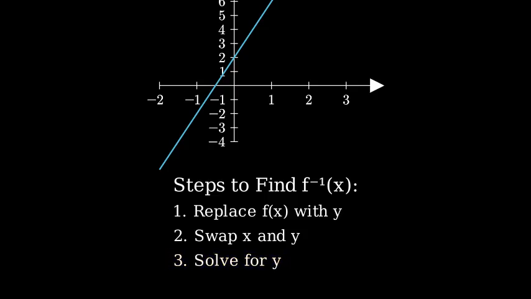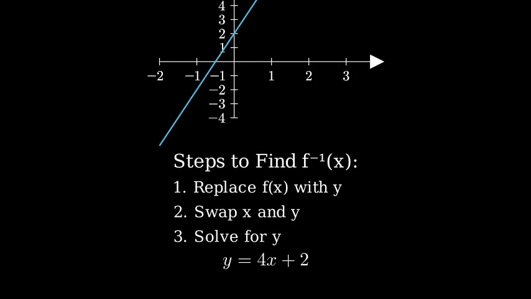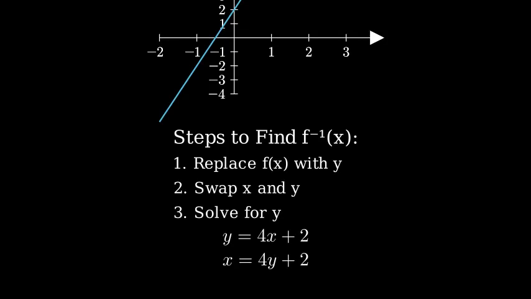Let's follow these steps. First, we replace f of x with y. Y equals 4x plus 2. Next, we swap x and y. x equals 4y plus 2.